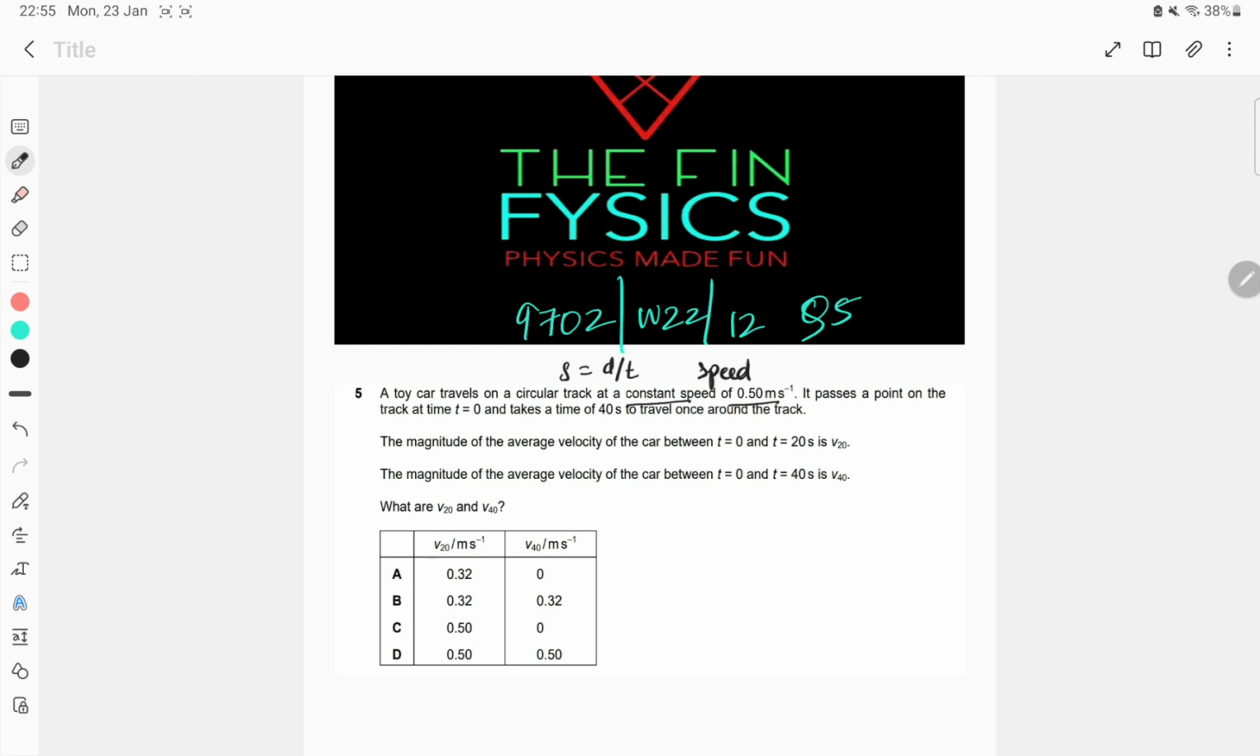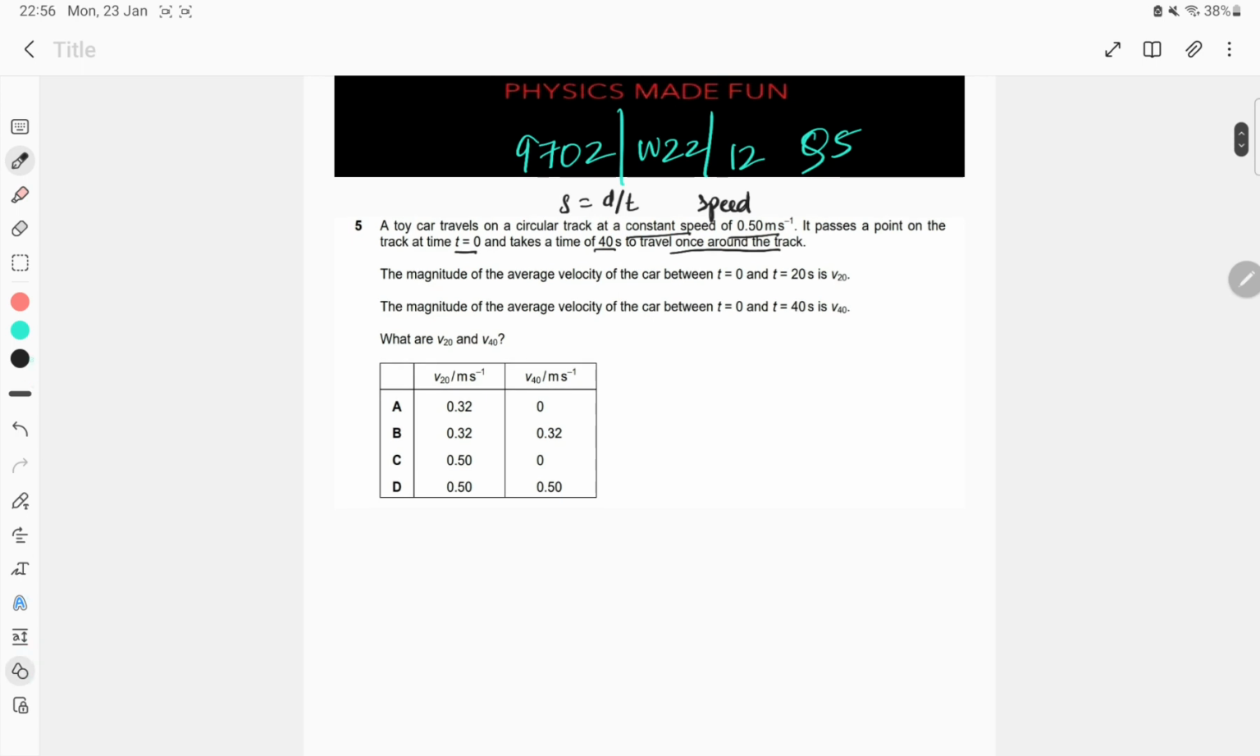Reading the question further, it passes a point on the track at time t equal to 0 and it takes 40 seconds to travel once around the track. If I draw a diagram, this is my circular track and let point X be a point over here. The car moves along the track and comes back to the same point, and it takes 40 seconds. So my time is 40 seconds. My distance is the circumference, which is 2 pi r, but I will write it as 2r times pi for this equation. You will realize why in some time. And they have given me the speed as 0.5. This is my data given.